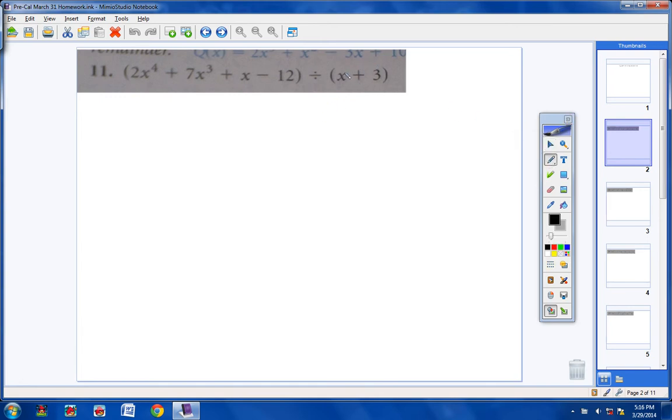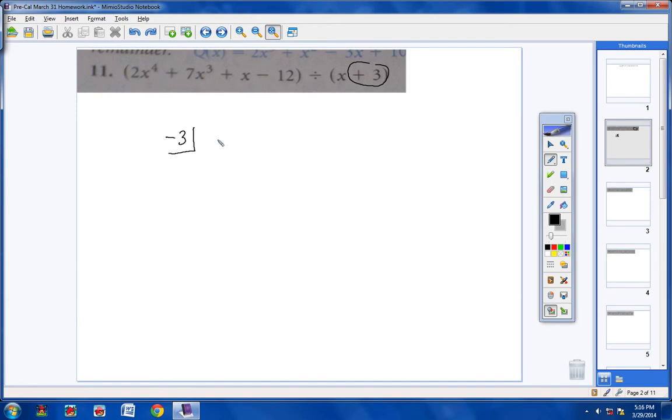First of all, notice that our binomial has a lead coefficient of 1, a power of 1. The divisor does. We have a constant term here, so we can definitely use synthetic division. We have a positive 3 right here, so we're going to put a negative 3 inside the box. And then notice this dividend is written in standard form, so we're good there.